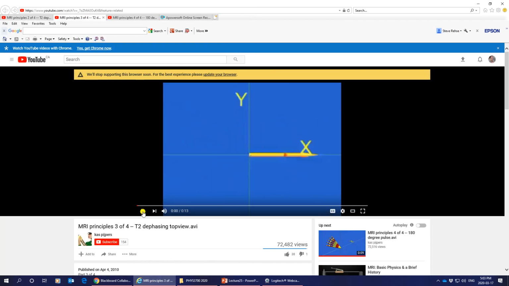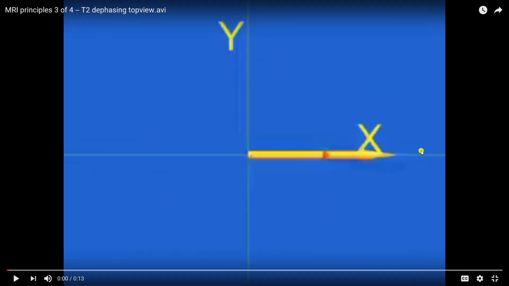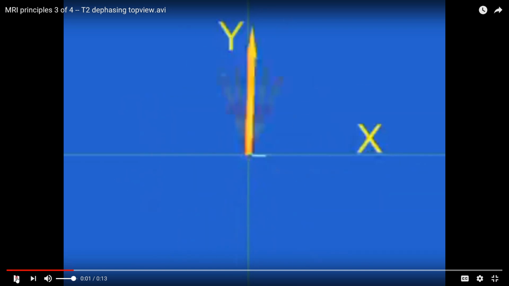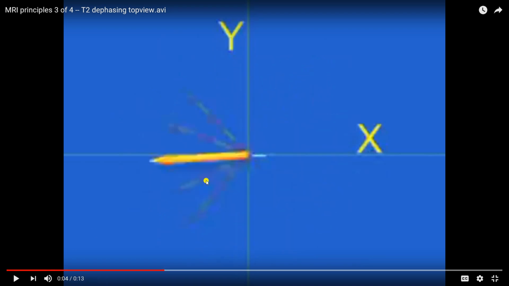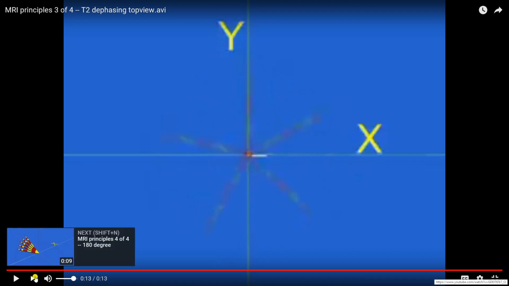Let's remind ourselves of what's going on here. I showed this video in class before. This is the top-down view of the net magnetization in X and Y. It's going to be spinning, and it's going to go away. You can see that all the spins are getting out of phase with each other, so the vector sum of them is getting shorter, and eventually this is going to go away. This is all due to T2 star. Now we're at essentially nothing. That's the dephasing due to T2 star.